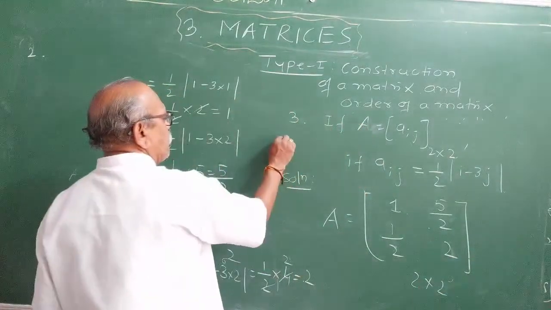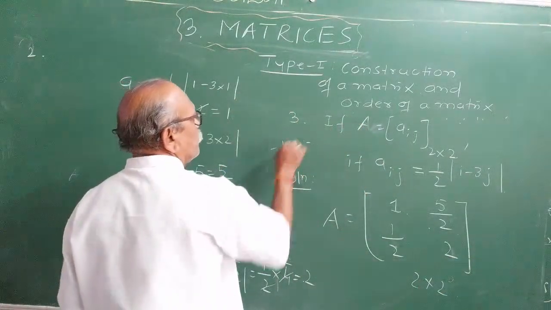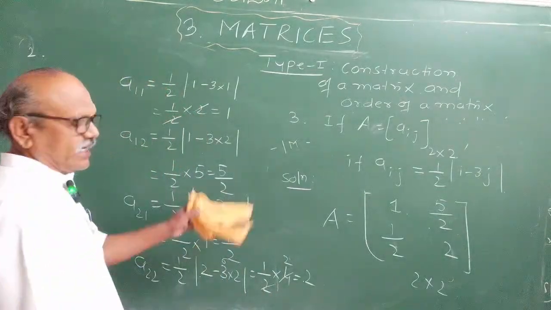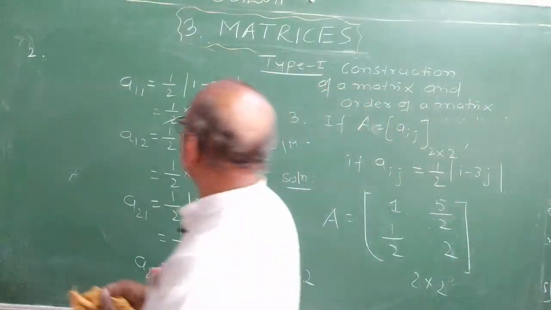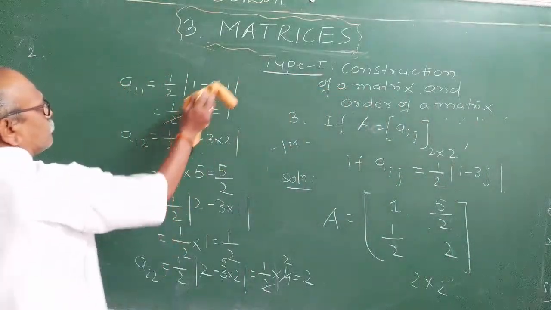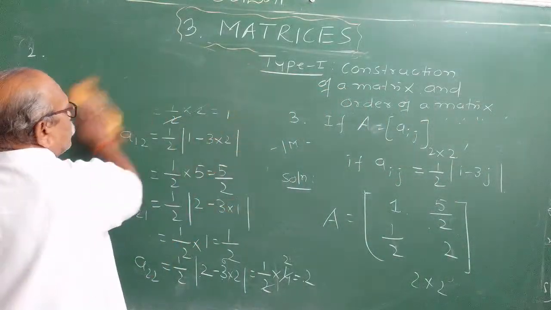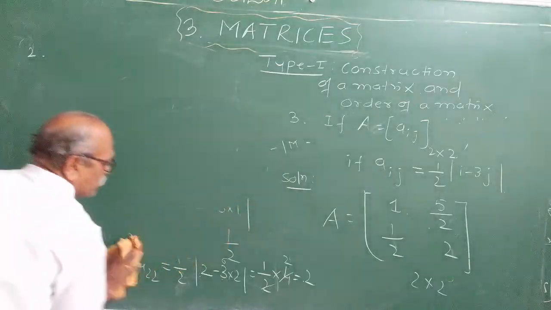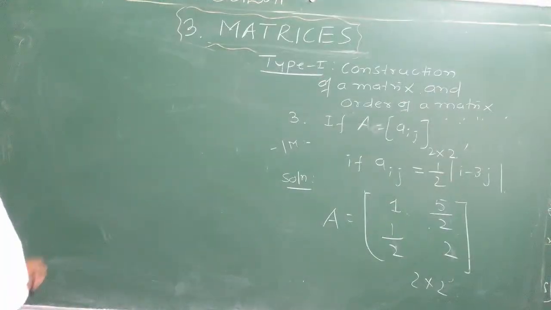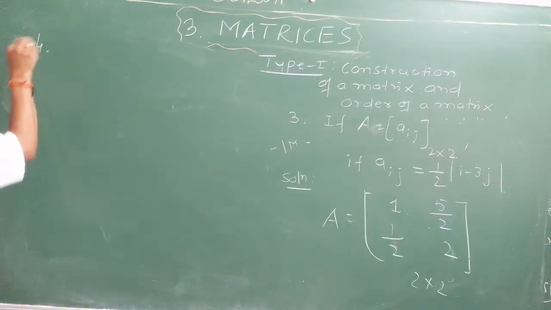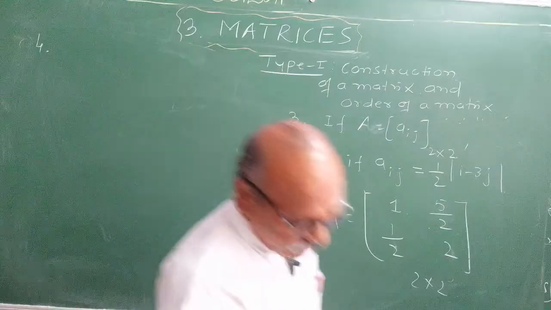Such questions may appear for 1 mark or 2 marks. To construct a matrix given the condition, you must be in a position to construct a matrix. I hope you understood. Let us see another example to make it perfect. Take 1 or 2 minutes and try to construct this matrix. Don't look at the board. I'll give you the condition.